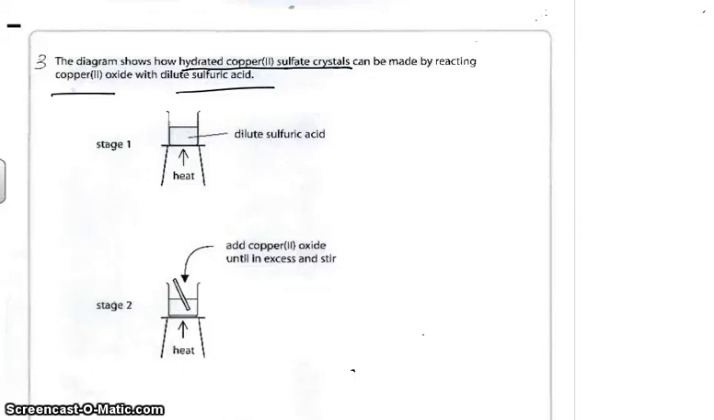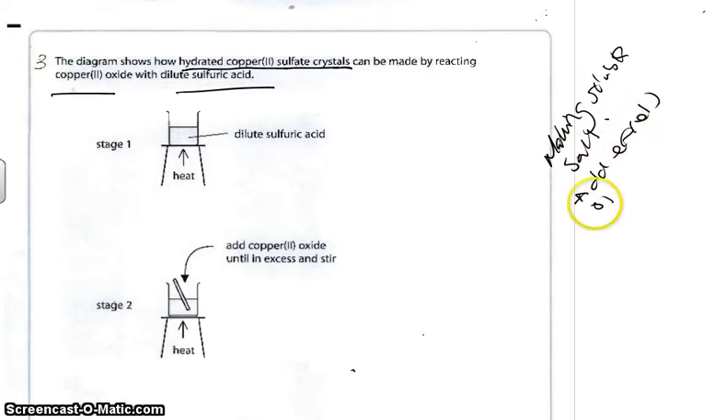The diagram shows how hydrated copper 2 sulfate crystals can be made by reacting copper oxide with dilute sulfuric acid. So you should be familiar with this. This is making a soluble salt. So we'll write that down, making a soluble salt. And we do this by adding an excess of, in this case it's a metal oxide, but you can do a metal carbonate, or you can do the metal itself.